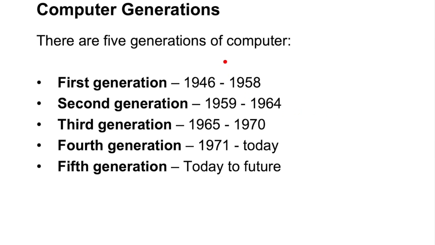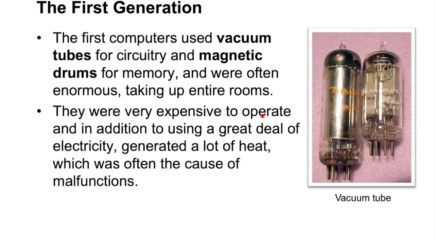So there are 5 generations of computers. The first generation we term as 1946 to 1958, and then the second, third, fourth, and fifth generations. Today's world is usually referred to as the 5th generation. So what are these generations and what do they mean? We will see about that.